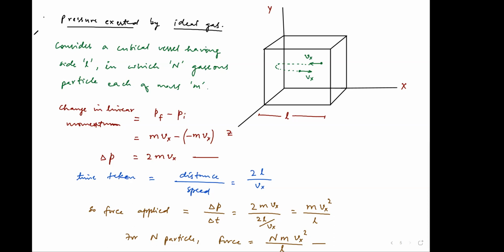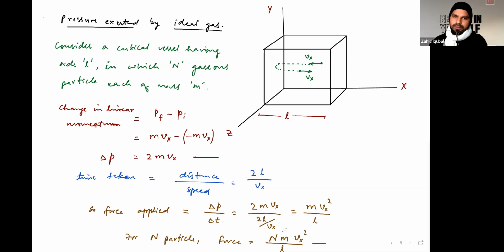Done, sir. Okay. So we have just calculated force exerted on the wall of container. Now, this particular wall of cubical vessel is in shape of square. So pressure exerted will be force per unit area on the wall of the container on which it is striking. So area of wall is side square.